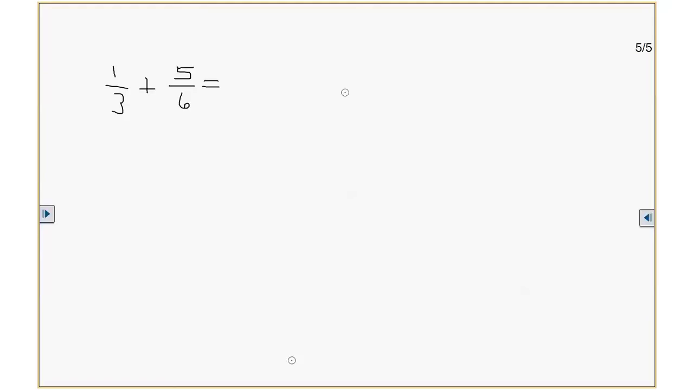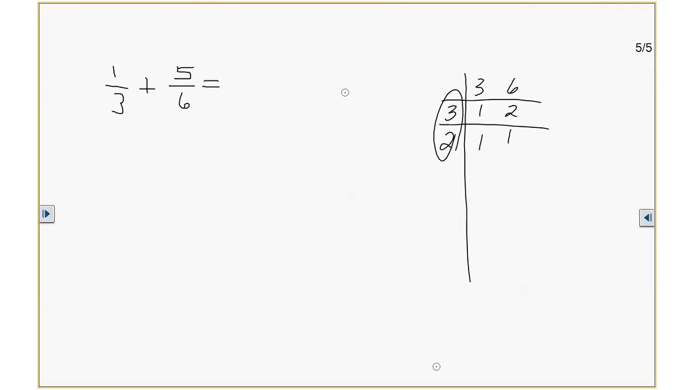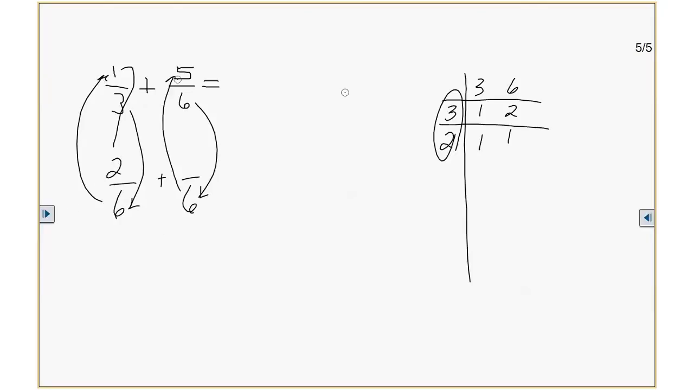So, 3 and 6. 3, we're going 3, 1, 5. 3, we're going 2, 5. 2, 1, 1. Hey, there's my number, 6. So we put a 6 here. And we put a 6 here. How many times does 3 go into 6? 2 times 1 is 2. 6 will go into 6 one time. 1 times 5 is 5 plus 2. 7 over 6.